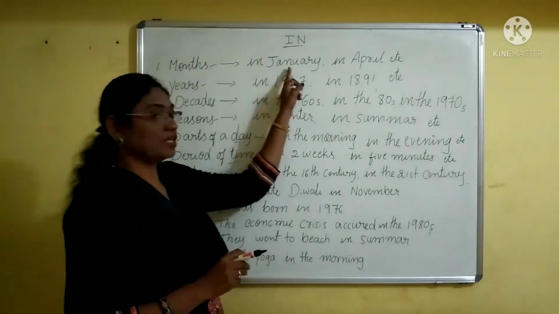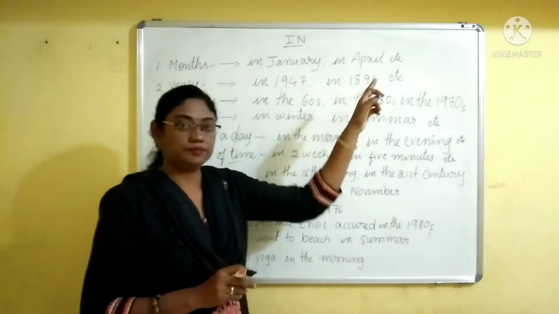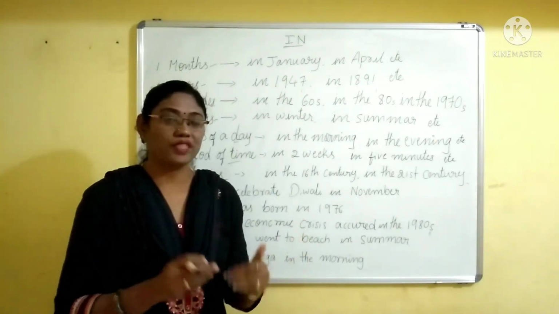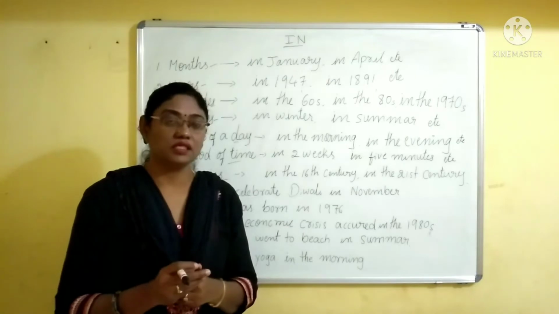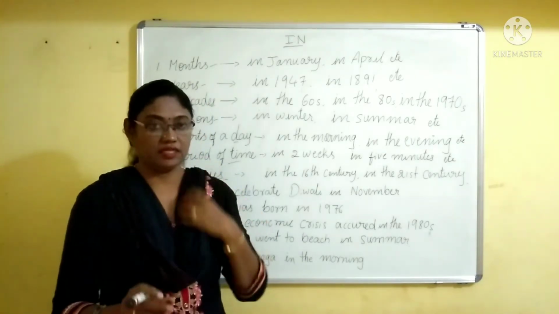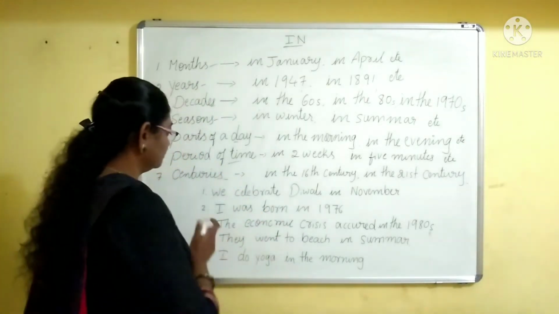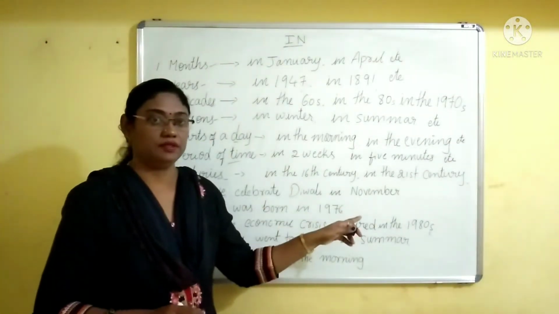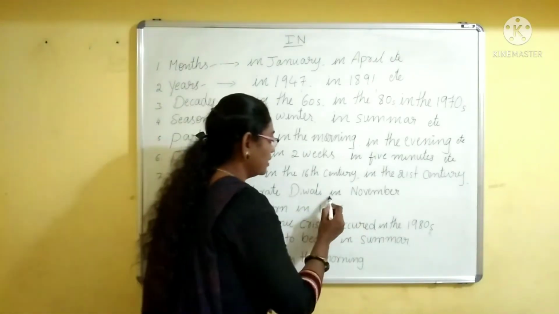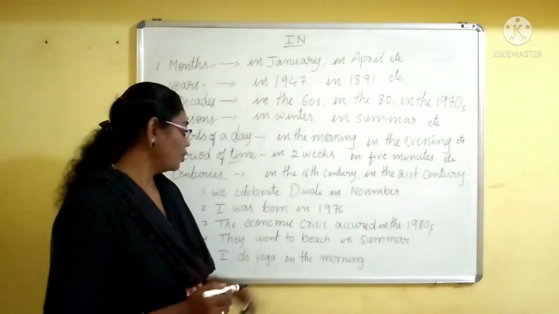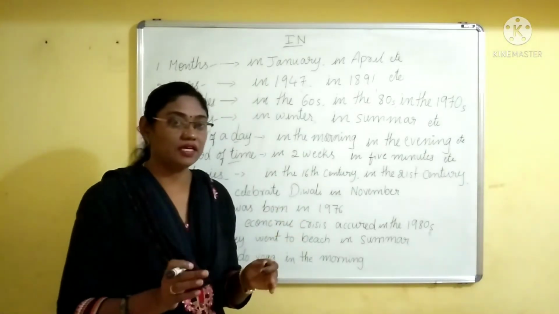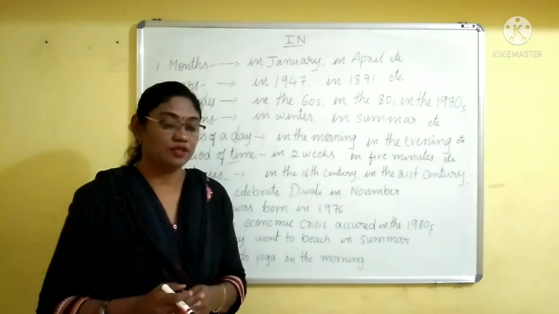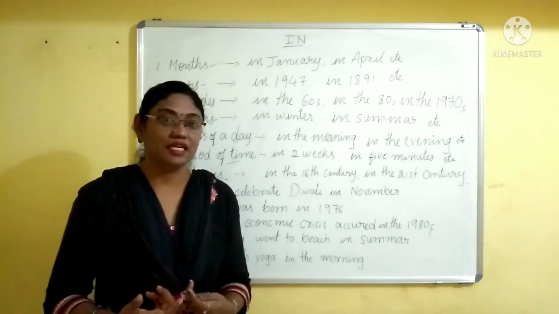Months. In January, in April. See, we use the preposition in with the months. When we talk about the months, we use the preposition in. For example, we celebrate Diwali in November. See here I used the preposition in. We celebrate Diwali in November. It means in the month of November. I celebrate my birthday in March.